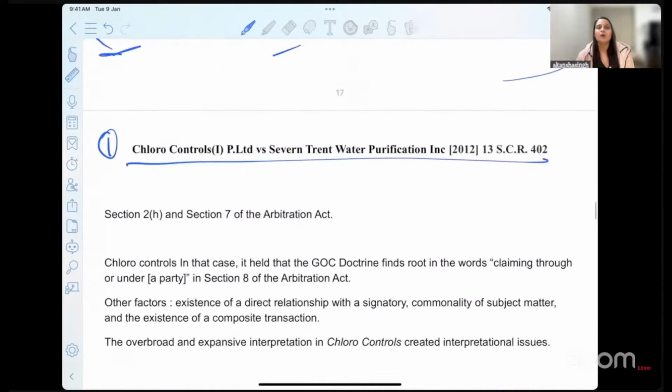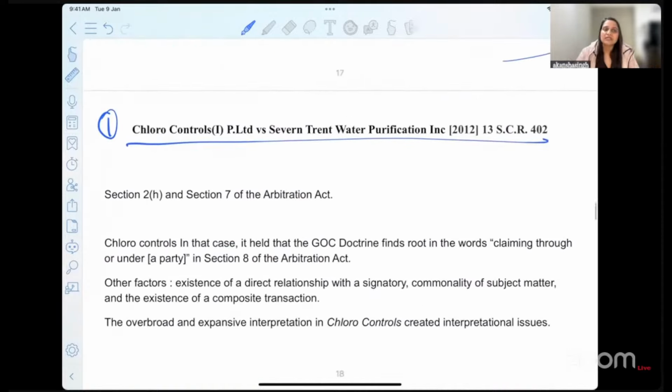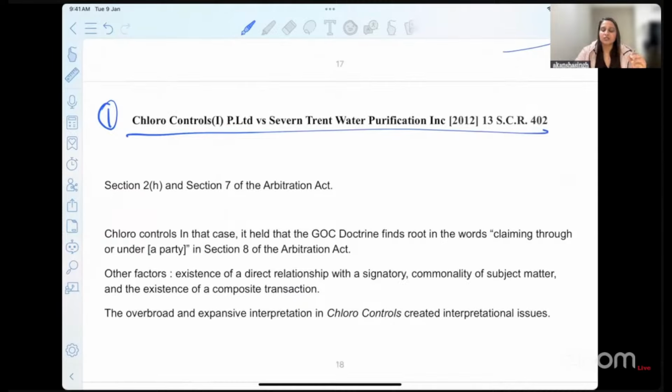Now, what has happened in the first case? Section 8 was quoted, and I will tell you why section 8 and how we have changed the explanation. But Chloro Controls is the first case, from 2012, where we recognize and acknowledge that even though you're a non-signatory, if you are part of the same transaction, if you are performing or in any way contributing to the transaction, you can be impleaded and included in the arbitral proceeding. So this we have already covered.